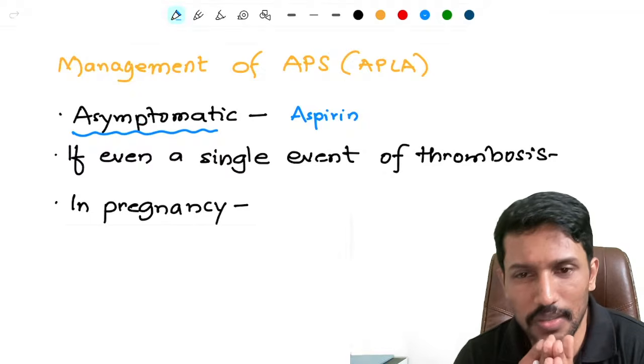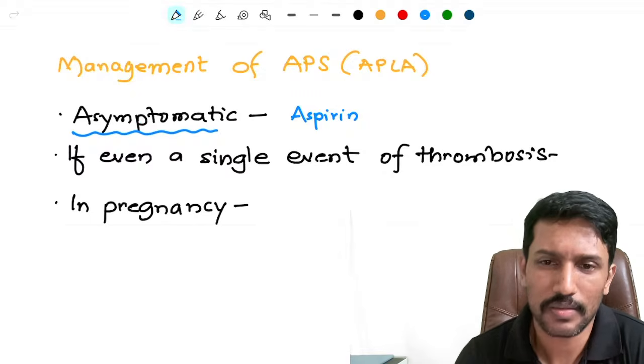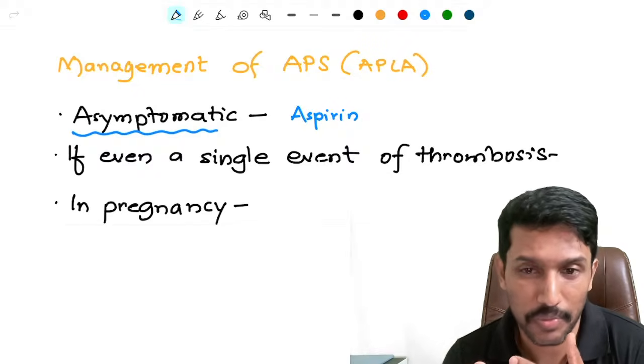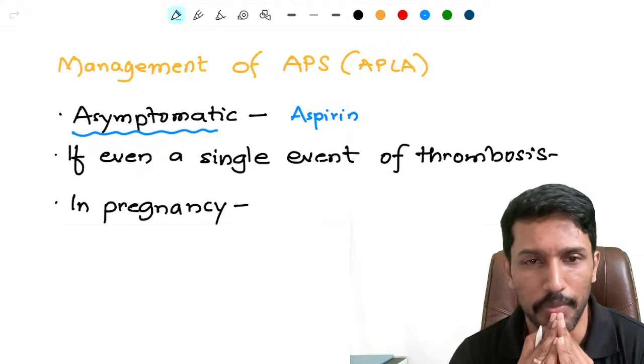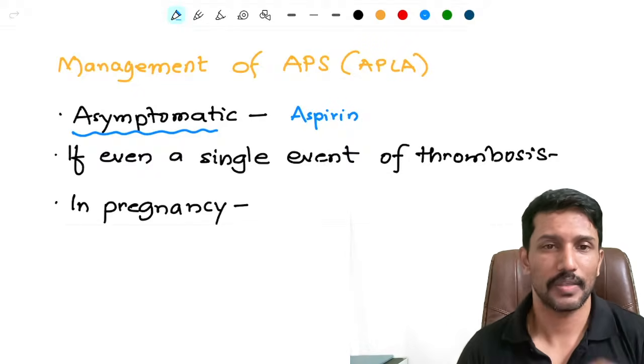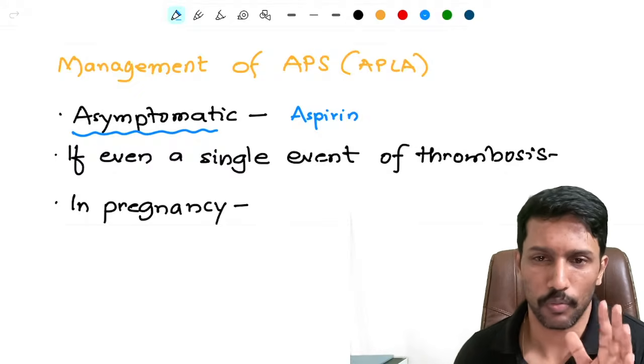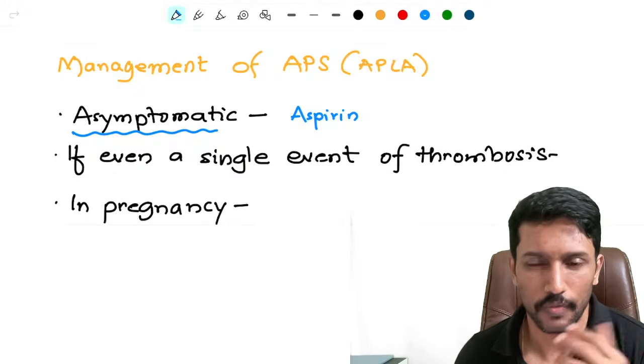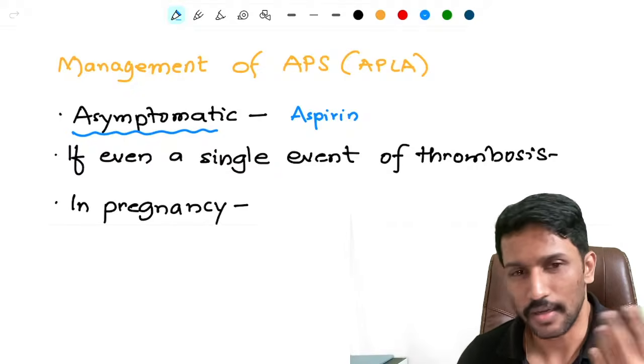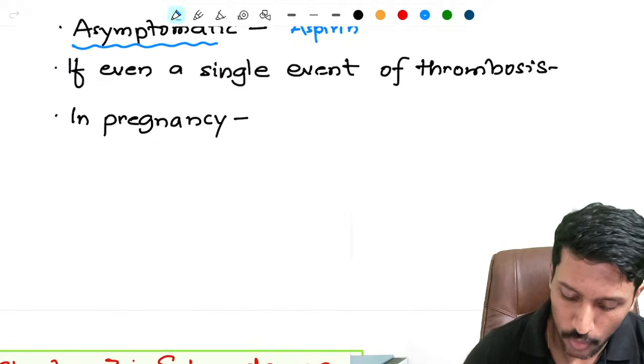In your OBG, you might have seen a lot of females coming for routine follow-up and they are on aspirin because they are prone for APS. But if there is even a single event of thrombosis, if the patient had a DVT, cortical vein thrombosis or a stroke, in that case, aspirin alone is not sufficient.